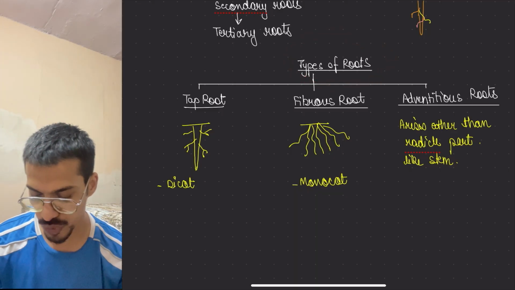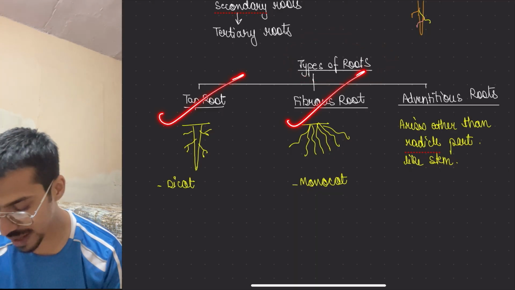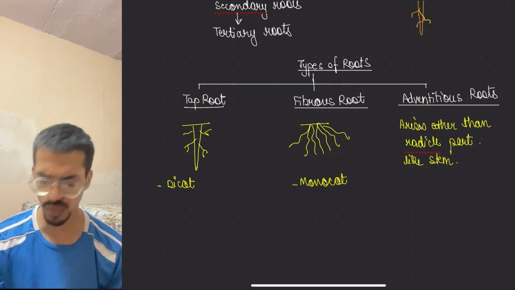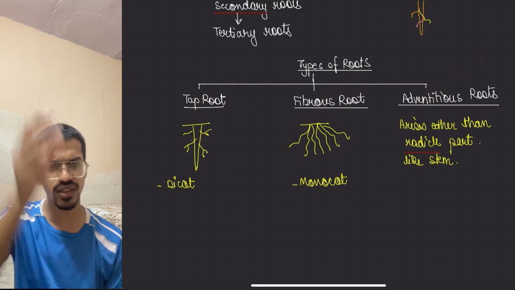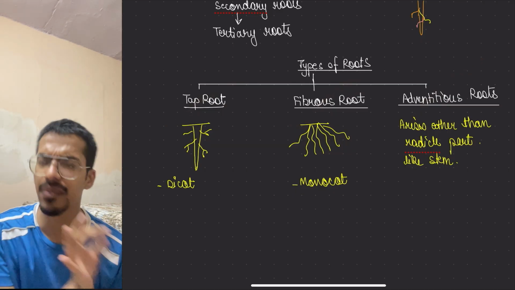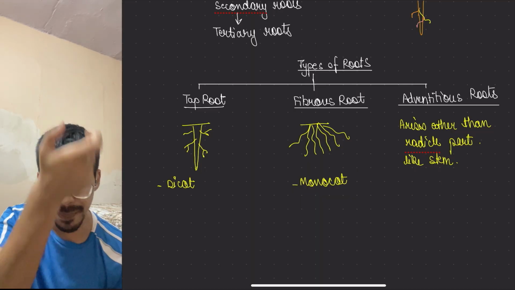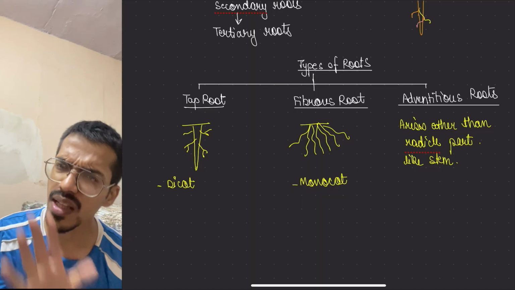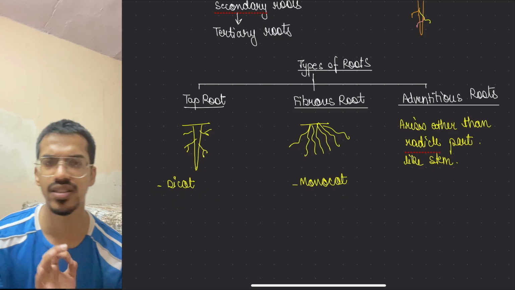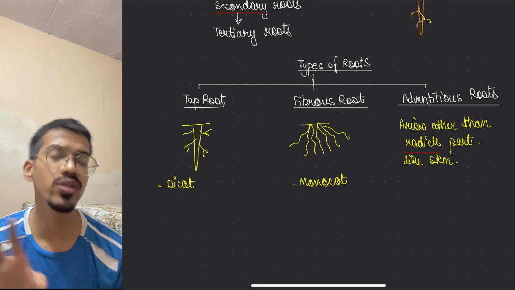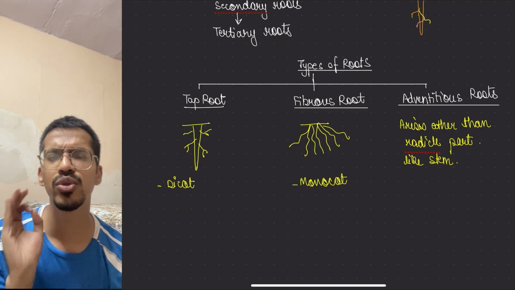Now we have types of roots. So what are the types of roots? We have taproot, fibrous root, and adventitious root. Taproot is very simple, a conical structure. From there the lateral roots will be coming up. Lateral roots means side roots from the main primary root. These are seen in the case of dicots. It's not that monocots don't show them; a few show that, but mostly it is shown by dicots.